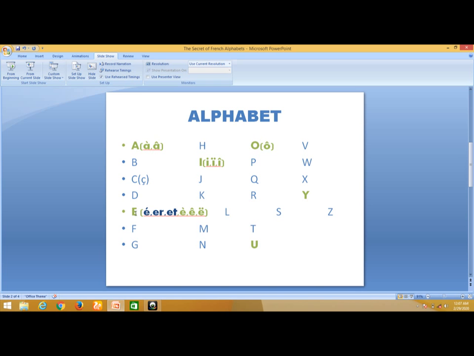But this E, whenever it's at the end of a word, we don't pronounce it. It's a silent E. But whenever it has an accent like this, and an accent that goes like this, you now pronounce it. The same thing when you see something ending with ER in French, it is also pronounced as A. When you see ET, it's pronounced as A. When you now see E with this accent going in this direction, it is pronounced as E. It's not pronounced as A anymore. It is pronounced as E. The same thing for this and for this one.